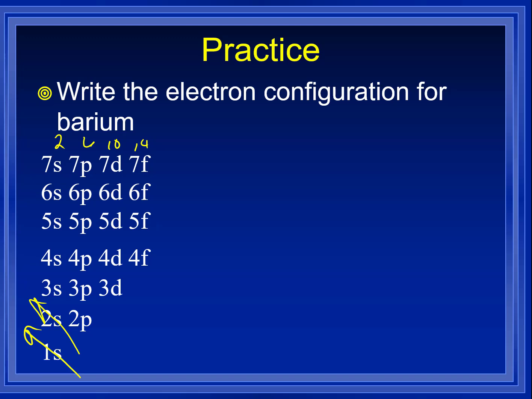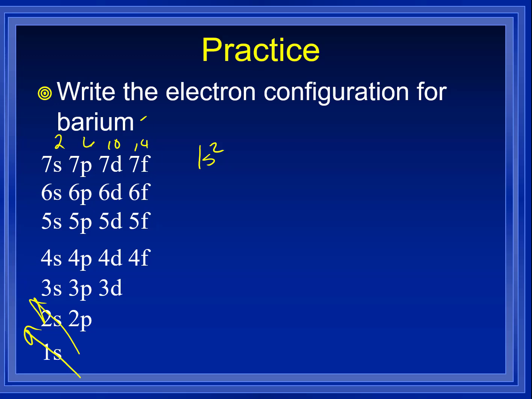So let's do the electron configuration for barium. Barium, found on the periodic table, is number 56, so I have to describe where 56 electrons are going. All we have to do is follow in order and keep track of where we're at. I start at the bottom. The first thing I run into is 1s, and 1s can hold 2 electrons.